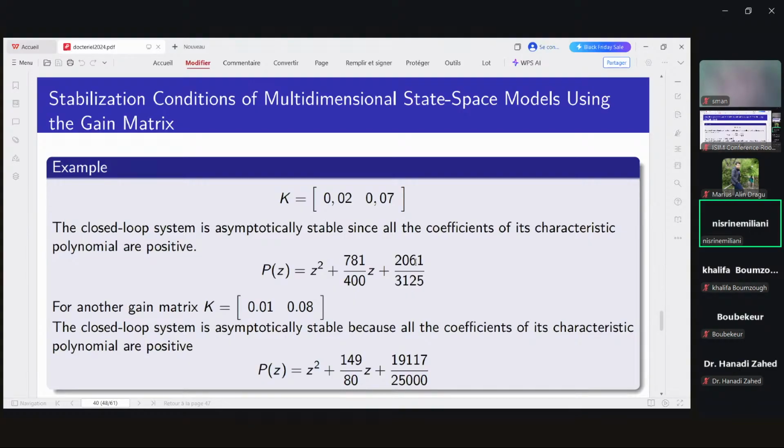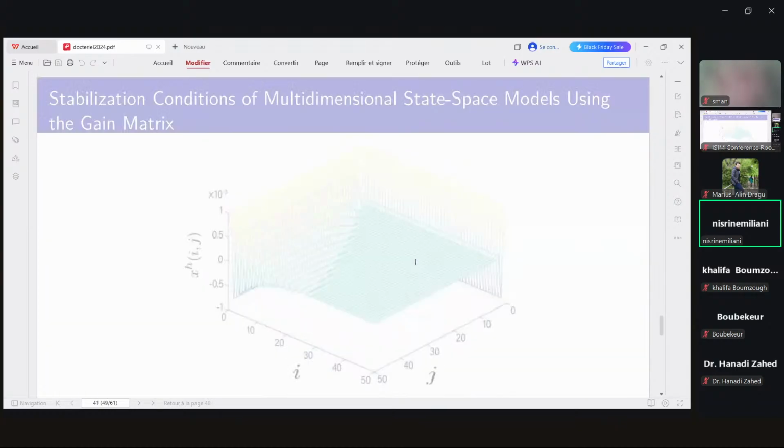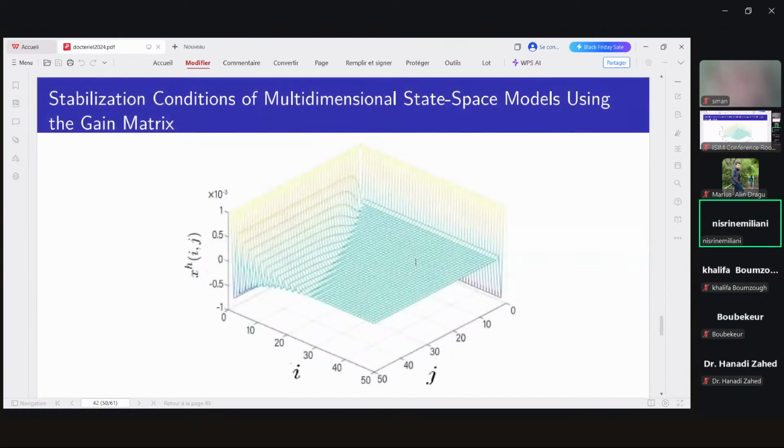0.0200. We find the closed loop system is asymptotically stable since all the coefficients of this characteristic polynomial are positive. And with K equals 001, 008, the closed loop system is asymptotically stable because all the coefficients of this characteristic polynomial are positive. And here is the graphical representation of X with the horizontal and the vertical axis respectively.